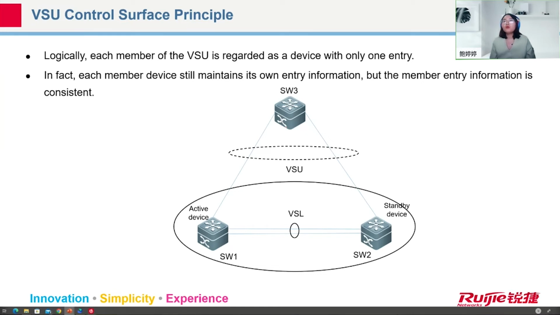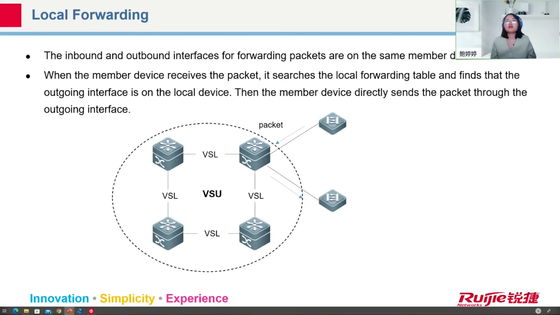For example, if all the devices cannot work, the traffic will be broken until we recover the VSU. So in some scenarios, if your network needs the traffic to be forwarded all the time, you have to consider whether to use a VSU or not, because if the split happens, maybe there's some problem. This is the control plan.